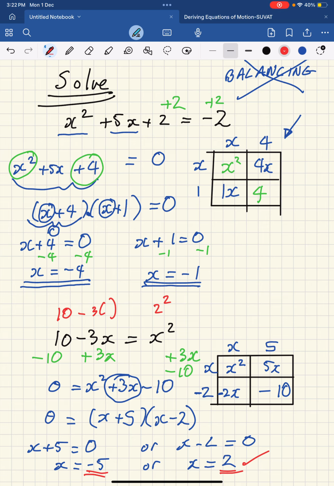So 10 minus 3 times negative 5. And this is negative 5 squared. So this would be 25. And this would be 10 plus 15, which is also 25. So both solutions work in the original equation.